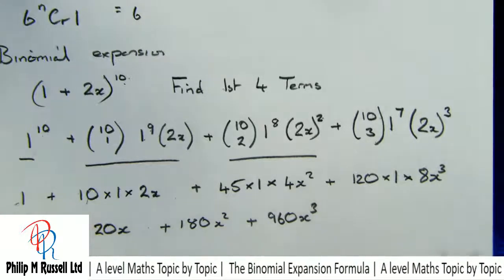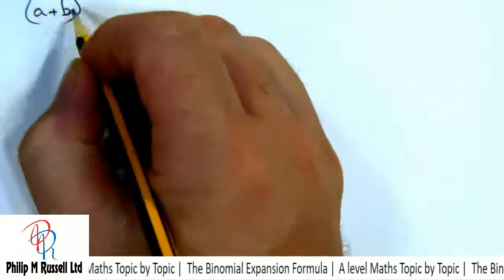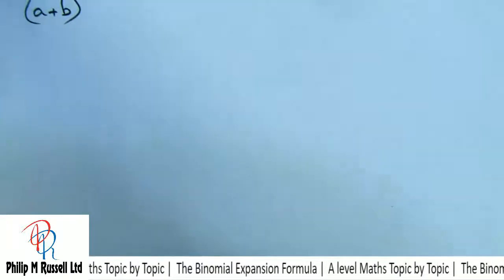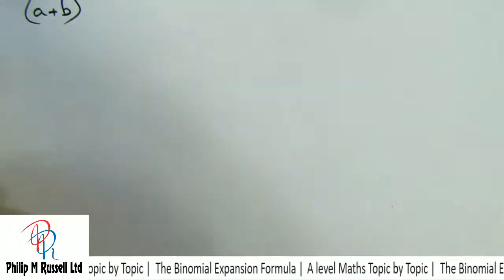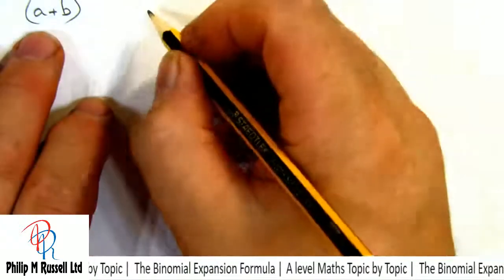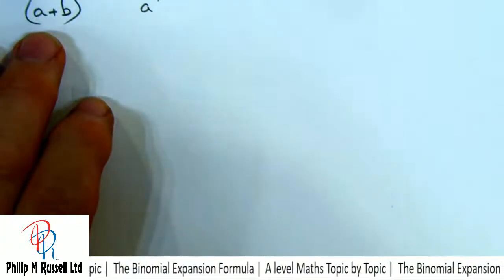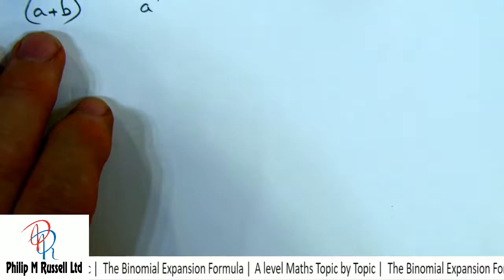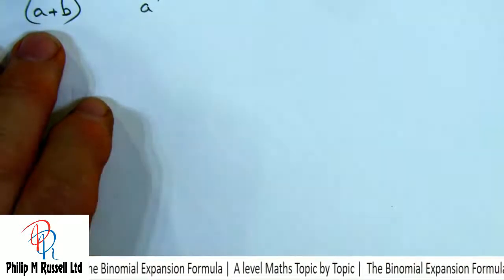Now, sometimes they might ask something a little bit different, and they might say we've got an expansion which is a plus b to the n, and they may say, can you try and calculate for me the coefficient of perhaps a to the 4. So we might have something we can work out here.